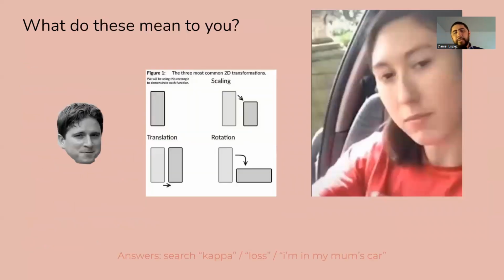Okay, and so for these three images, what do these mean to you? If you're what's called terminally online, if you're on the internet all the time, you probably understand these three. The left one, if you're on Twitch, you know what Kappa is. In the middle, that's the loss meme, LOSS. And on the right is from a Vine about this person being in their mom's car. If you're not sure what any of these are, even after I explain them to you, they might not really mean much.